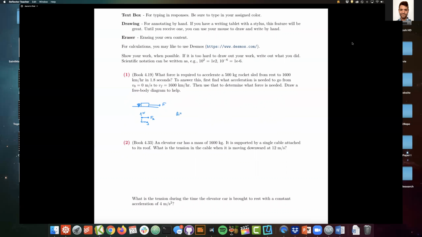The acceleration, if it's uniform, we could just do as delta V over delta T. If it's starting from rest, then this is just the final velocity divided by the delta T, since the initial velocity is technically 0 on the top. Then this force from the rocket is the mass of the rocket times this acceleration.